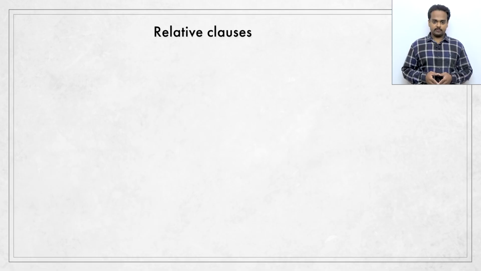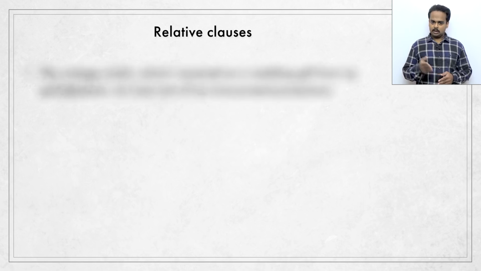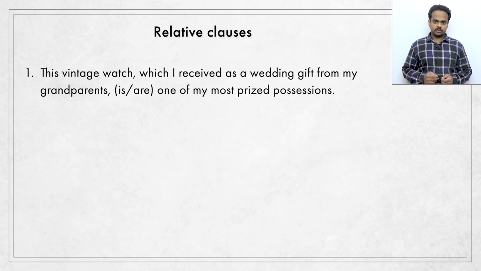Now, just like prepositional phrases, relative clauses can also cause problems with subject-verb agreement. Take this example. This vintage watch, which I received as a wedding gift from my grandparents, is or are one of my most prized possessions. Let me explain the vocabulary here. A vintage object is an old object that's attractive or of high quality, like vintage furniture, vintage cars, etc. So a vintage watch is an attractive old watch that's still in good condition. The word possession means something you own, and a prized possession is a thing that's very important to you.